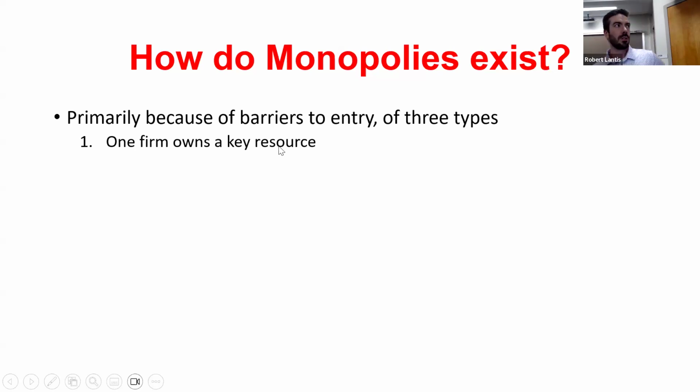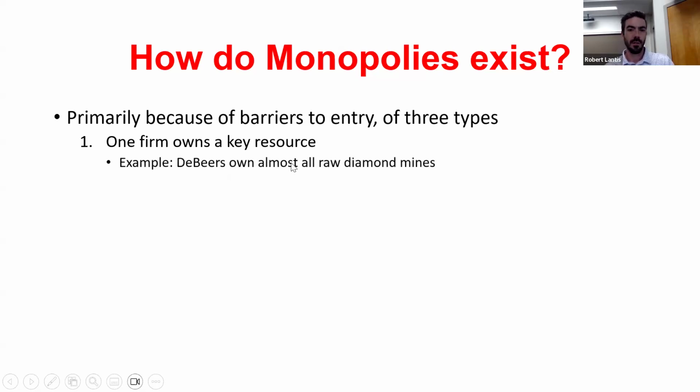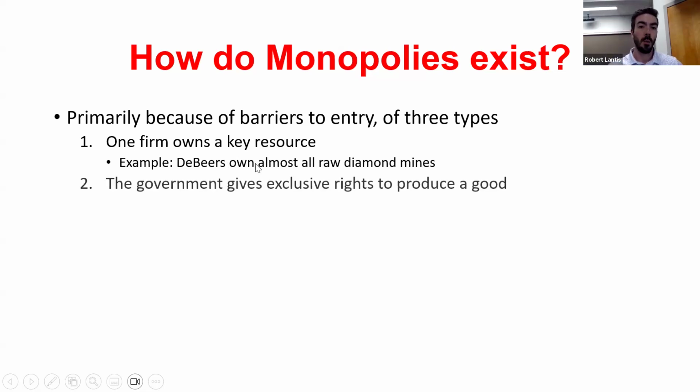If one firm owned a key resource, so this would be something like if somebody owned all of the gold in the world, or maybe they own all of the airwaves, right? Or maybe they own all of the gasoline reserves, whatever it is. If they own a key resource, no one else can really enter that market if they're the only firm that has that resource, right? So I think De Beers is another example. They have almost all the raw diamond mines in the world. So if you want to create rings, you're going to have to buy diamonds from them. The diamond market is what we would call a monopoly, right? One firm owns almost the entire resource there.